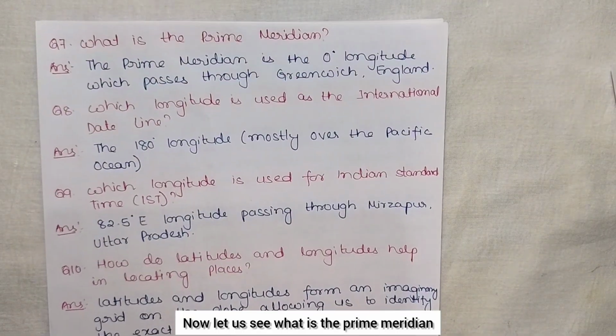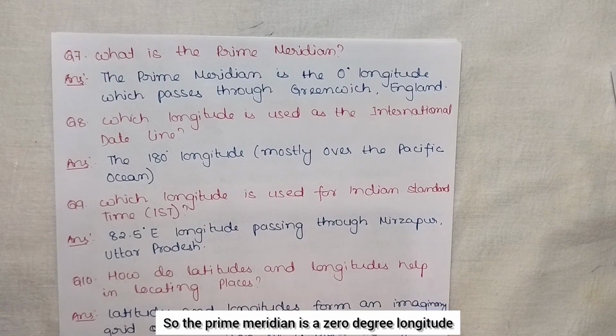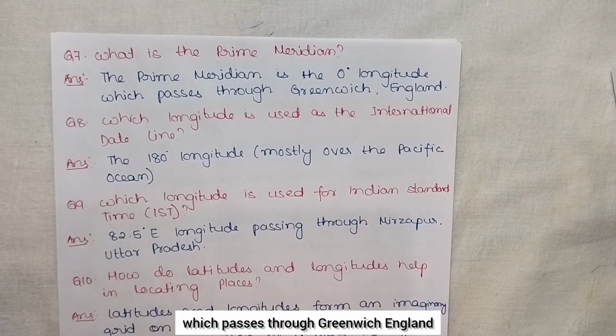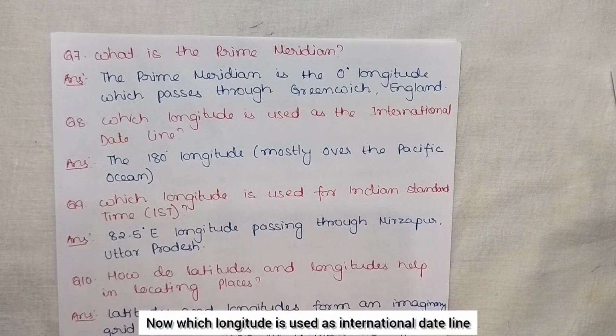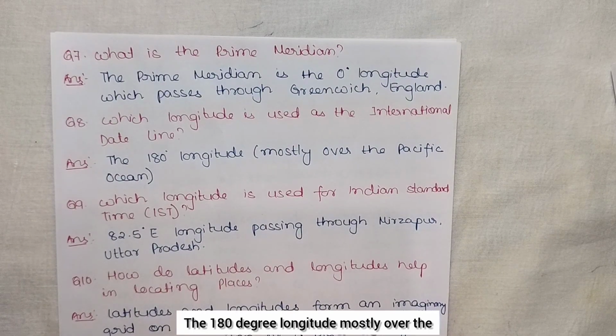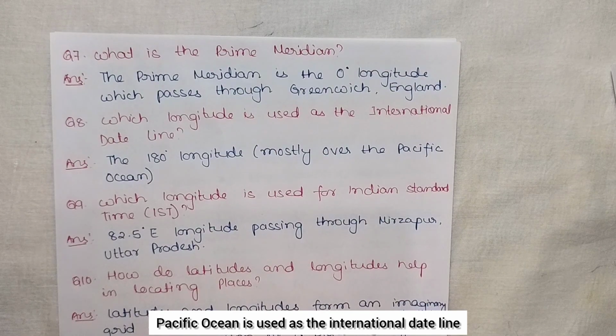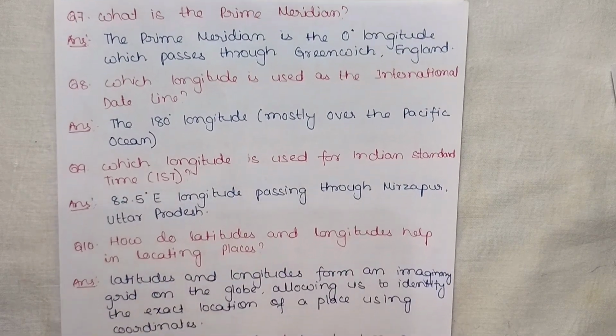Now let us see what is the prime meridian. The prime meridian is the 0° longitude which passes through Greenwich, England. Now which longitude is used as the international date line? The 180° longitude, mostly over the Pacific Ocean, is used as the international date line.